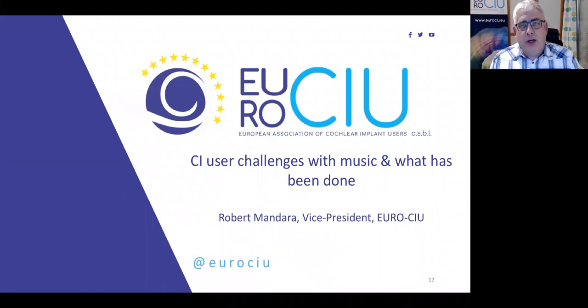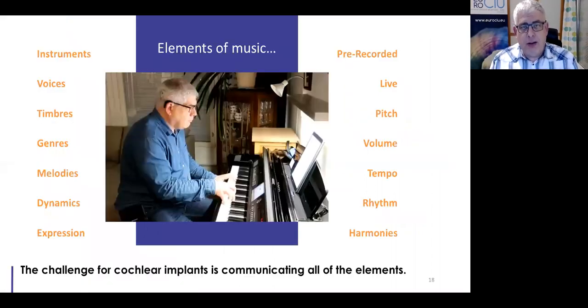Cochlear implants are optimized for speech, and until now, music has been considered secondary. And this has struck me as a bit odd, because before I got my implants, I was more scared of losing music than I was of losing speech, because I'd already lost speech. Music was the only thing that was keeping me sane.